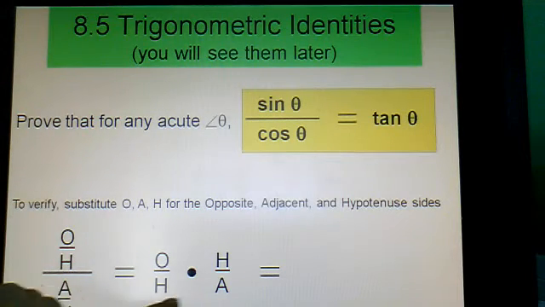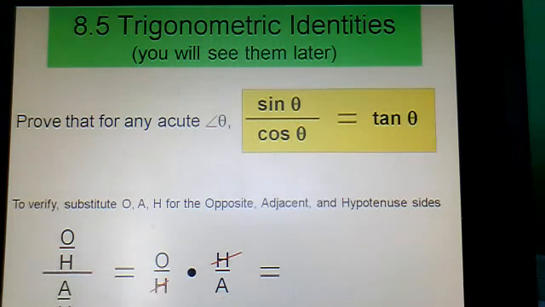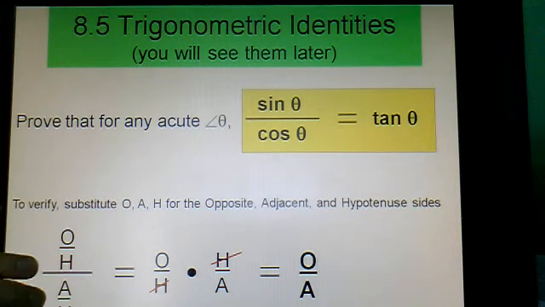You know, this is an easy problem, and as soon as you see it like this, you might see that this simplifies. I think you can all see that it simplifies. Probably obvious to many of you. You can cross-cancel the hypotenuses, the h's, and take a look at what you're left with. If you multiply across here, you have the opposite over the adjacent. And that was just simplifying some messy fractions.